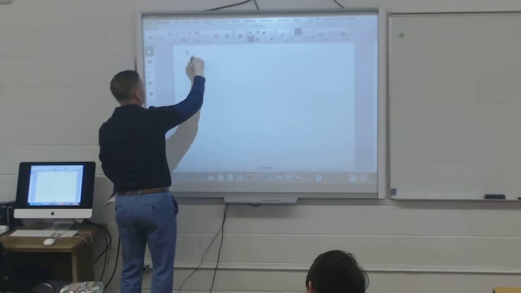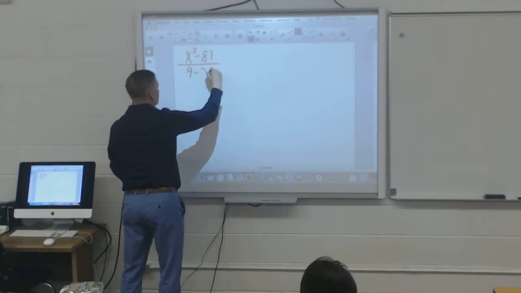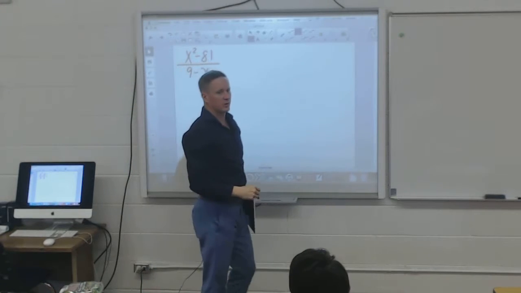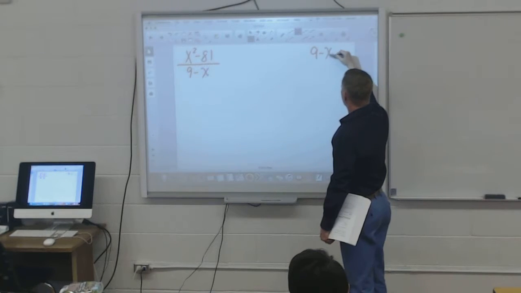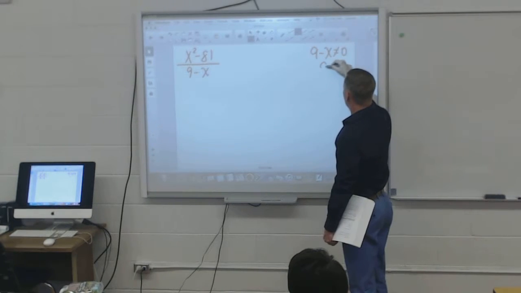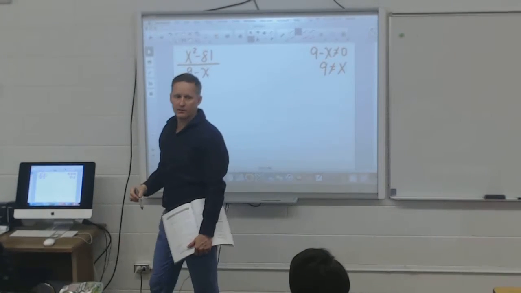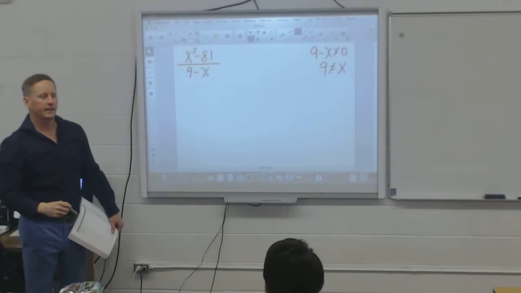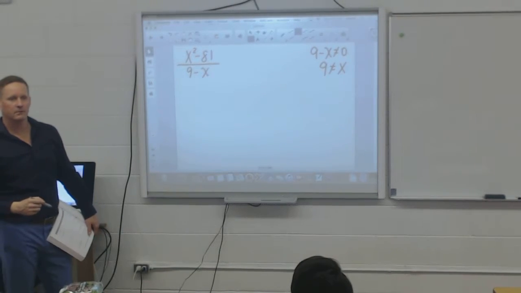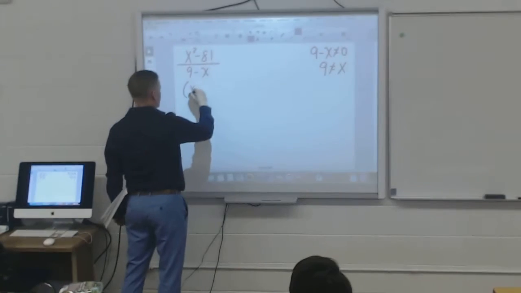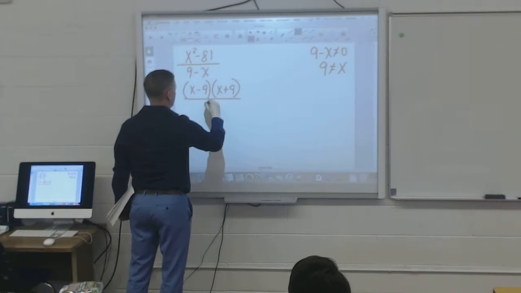Let's have a look at this guy. Okay, so first things first is my restriction. 9 minus x can't equal 0. x can't equal 9, right? So far so good? Okay, let's factor the top part. What does it factor to? x minus 9, x plus 9. So x minus 9, x plus 9 over 9 minus x.